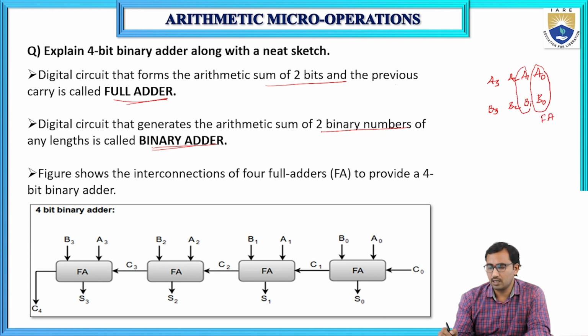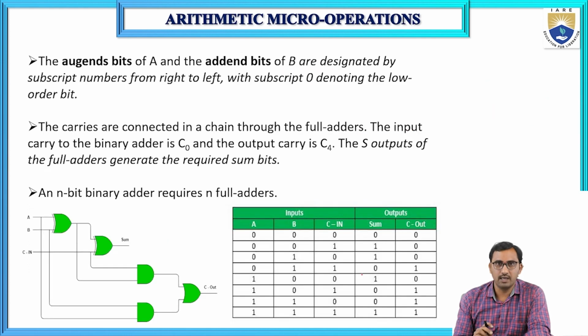In order to perform addition between these lower bits, we have one full adder. Next, another full adder. Like that, in total we have 4 full adders: full adder 0, full adder 1, full adder 2, full adder 3. Before going to the operation of the 4-bit binary adder, we will see the circuit diagram, logic diagram, and the truth table for the full adder, so that we will have some idea.